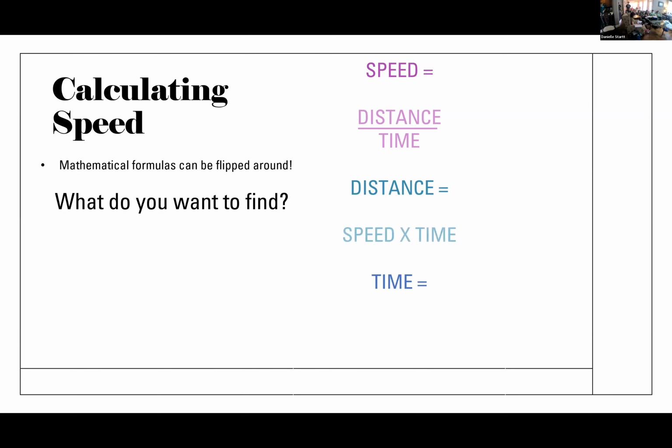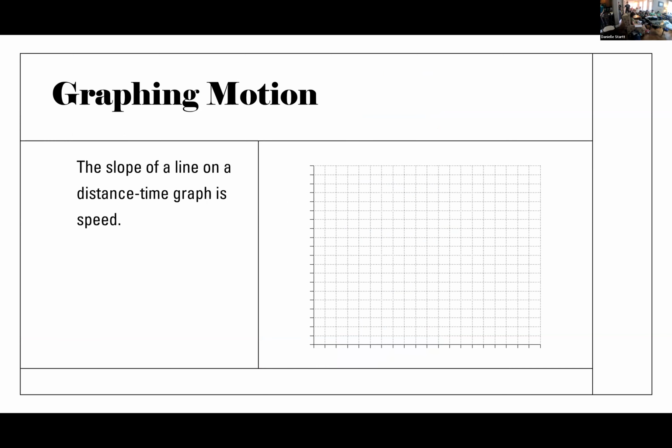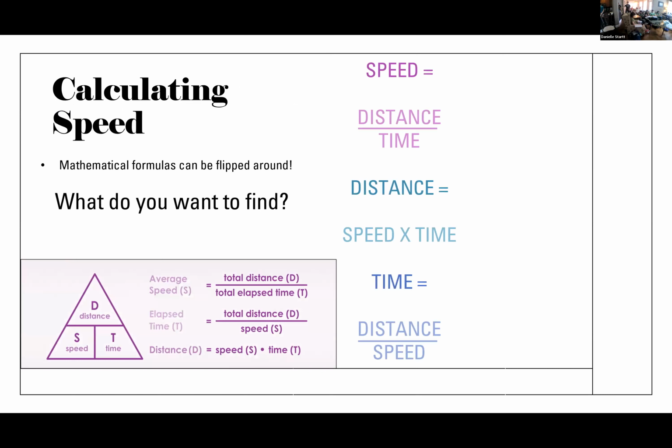This is where your little triangles come in handy. If you look on the back of your binder, you'll find a bunch of triangles. There is a use for every one of those, so make sure you understand how to use them. D is on top. If you want to find the D, the two things on the bottom are side by side. When you have two factors side by side, it means you multiply them. So you find the distance.